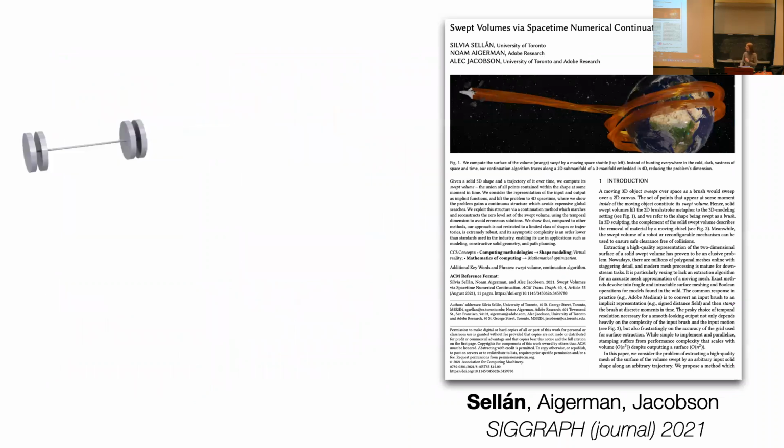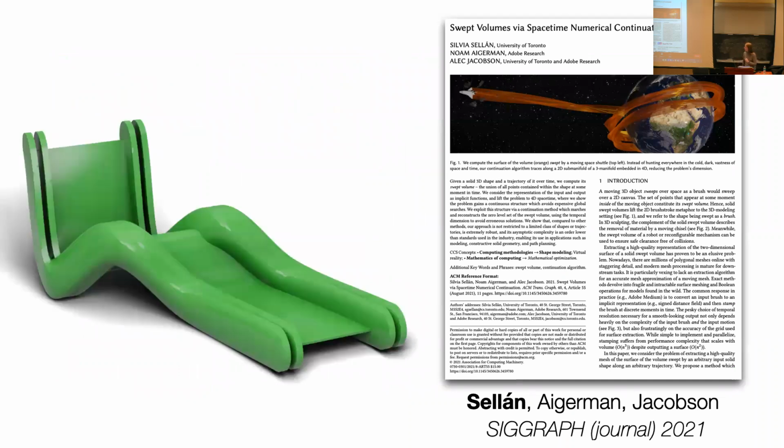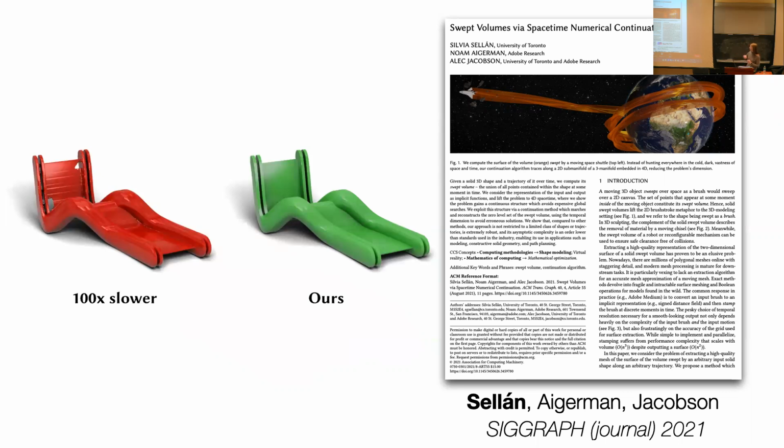And it's a very classic fundamental geometric problem. Take a shape that is moving through space following a given trajectory. What is the region of space that is covered by this shape as it moves? This is called a swept volume, and it looks something like this. And in this paper, we use what's called a continuation method, basically just a fancy mathematical method to make the current methods faster and better.